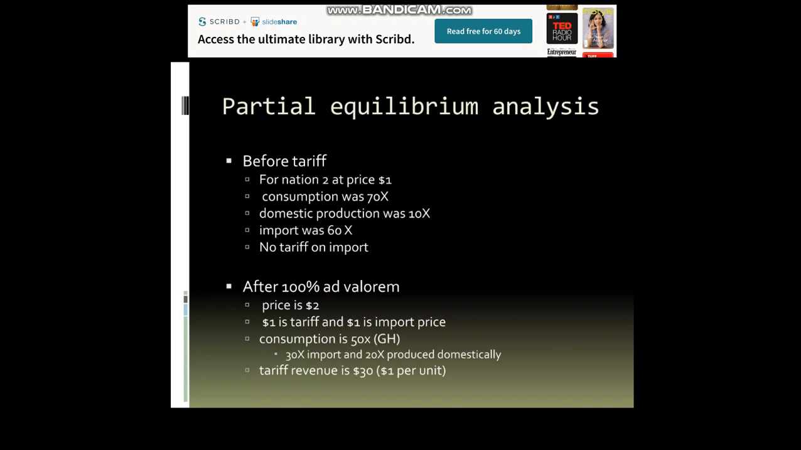Partial equilibrium analysis: before tariff, for nation 2 at price $1, consumption was 70x, domestic production was 10x, import was 60x. With no tariff, there is no import. After a 100% ad valorem tariff, price is $2, $1 is tariff and $1 is import price. Consumption is 50x, 30x import and 20x produced domestically. Tariff revenue is $30, $1 per unit.